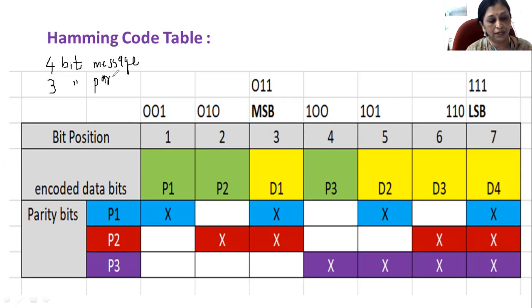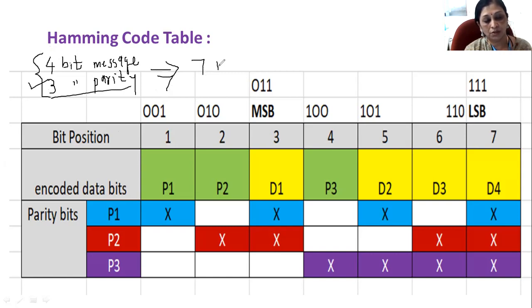But in order to understand this table, consider that the 4-bit message is used to construct the Hamming code, and as we are using a 4-bit message, we have to use 3 parity bits, and 4 plus 3 becomes 7 bits. Your Hamming code will become a 7-bit code. So we are going to form a 7-bit Hamming code.